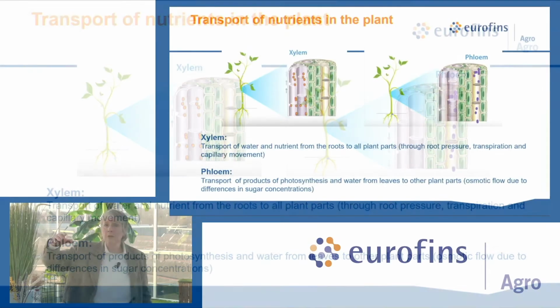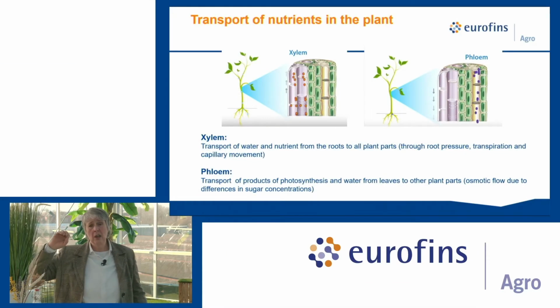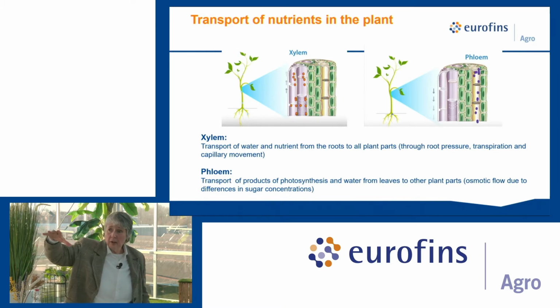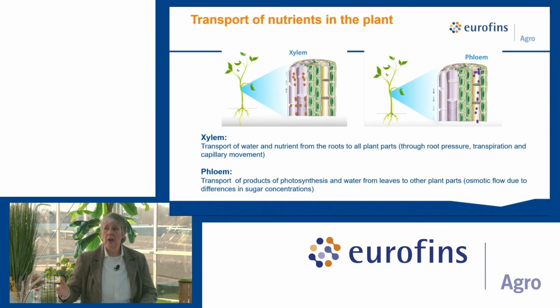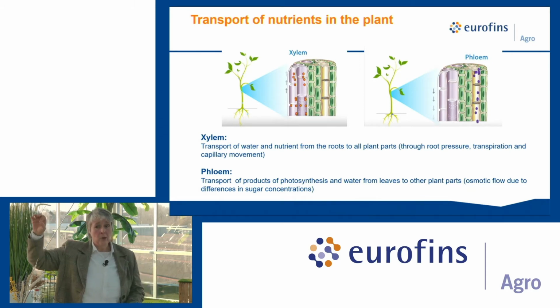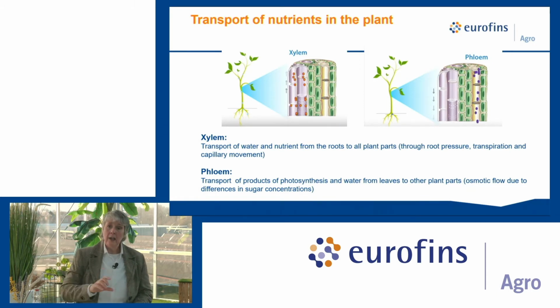Then in the leaves, you have the photosynthesis process, so sugars are being formed. You have a high concentration of sugars in the leaves and a lower concentration of sugars somewhere else, so you get an osmotic flow from high to low once again. And that's transport in the phloem. It's going from the leaves to all other parts in the plant.